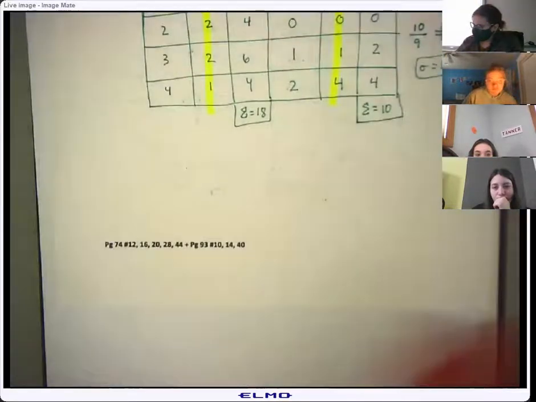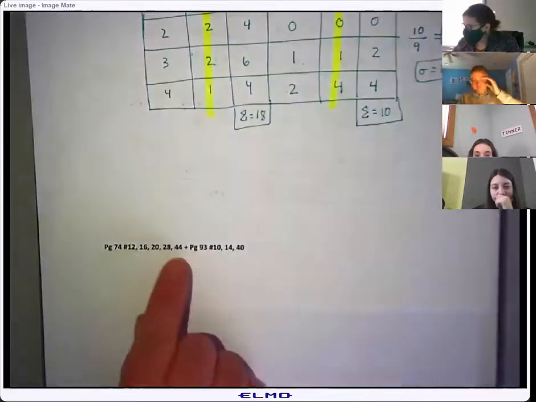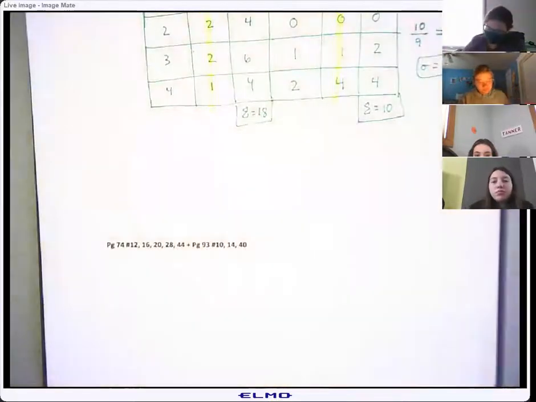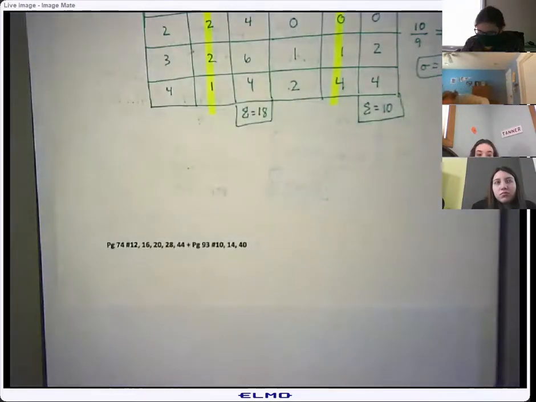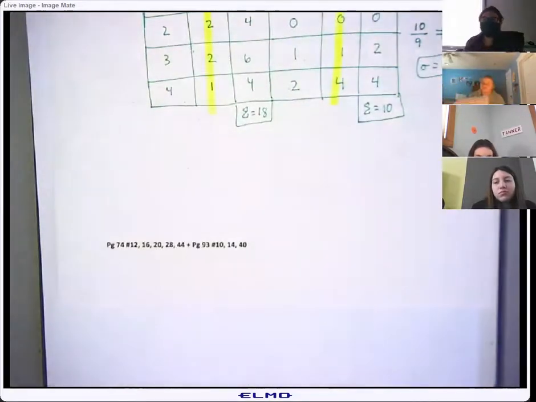Okay, so homework's on the bottom. One, two, three, four, five, six, seven, eight problems. Which of course means you have to do six of them if you're doing 75% of your homework and still getting full credit for it.